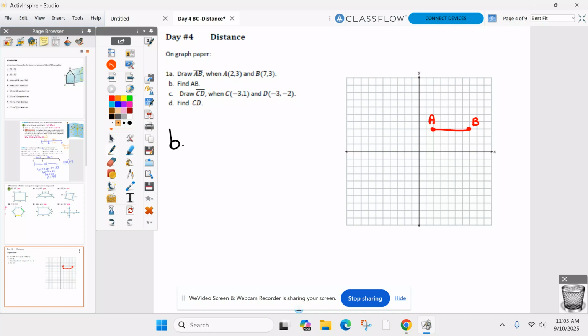Remember, no line segment symbol. I'm asking for the length. And I'm not trying to be tricky here. How do you find the length of AB? Count it. Yeah, count it. Count it up.